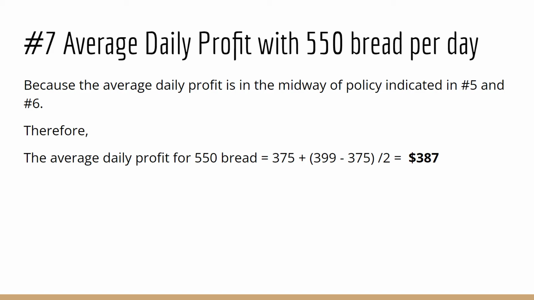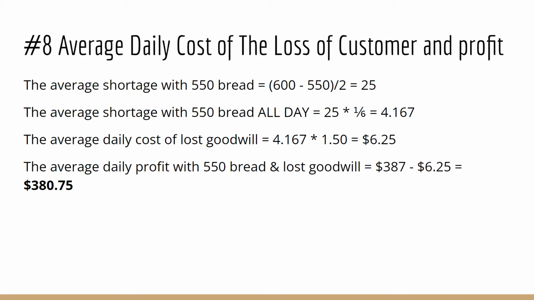And the seventh question is the average daily profit with 550 bread per day. Because the average daily profit is in the midway of the policy indicated in number 5 and number 6, which is given in the context, the average daily profit for 550 bread is 375 plus (399 minus 375) divided by 2, which is $387.